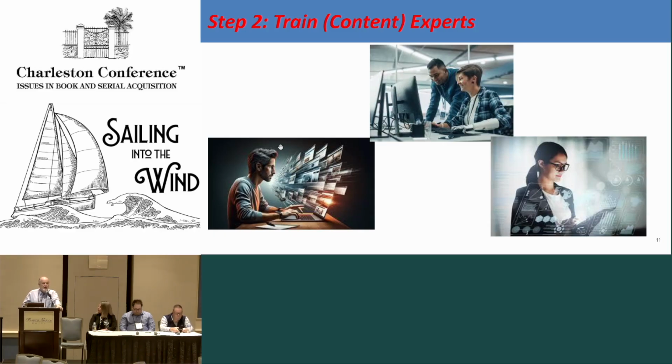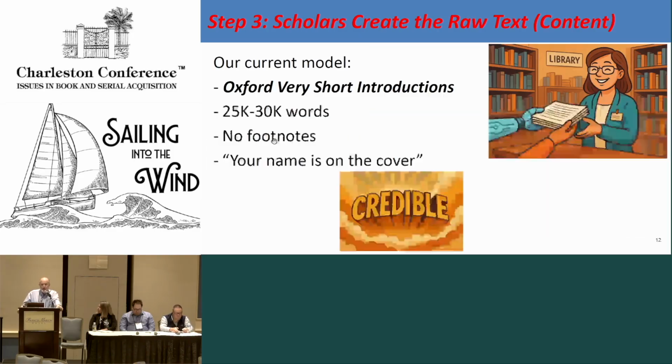Then you train them on AI, and we do that with our staff. Our model is the Oxford Very Short Introductions, 25 to 30,000 words that they give us. Then we turn that 25 to 30,000 words into a book. And what we tell the scholars is your name is on the cover. It is your scholarly reputation that goes behind this. It's not ours or the AI's, it is yours that says this is a credible textbook. That's your job, to give us something that's a credible introduction.